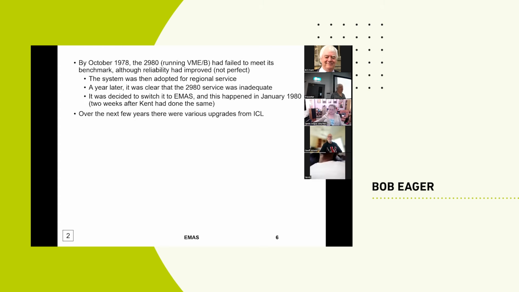And eventually, they managed to get the computer board, who provided the money, to get EMAS, to let them switch it to EMAS. And they did that in January 1980, 2 weeks after we had switched to EMAS. And over the various next few years, ICL kept providing upgrades. This is because ICL were finding it expensive to maintain. The 2980 was a very complex machine, as I said.